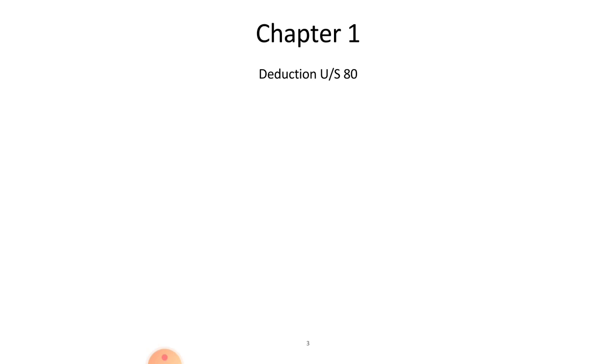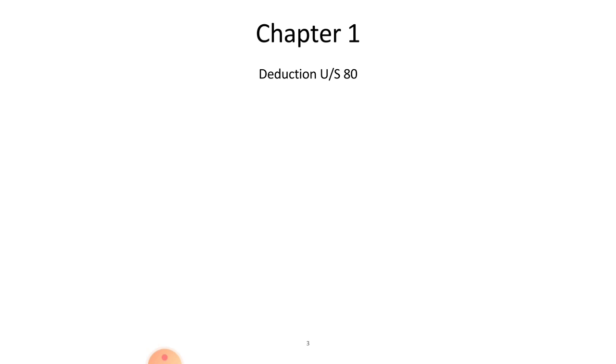Chapter 1 is Deduction under Section 80. In the last two semesters, you already studied about calculation of gross total income of an assessee under 5 heads. Those 5 heads are income from salaries, income from house property, profits and gains from business and profession, capital gains, and income from other sources.